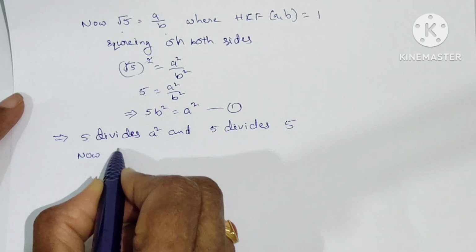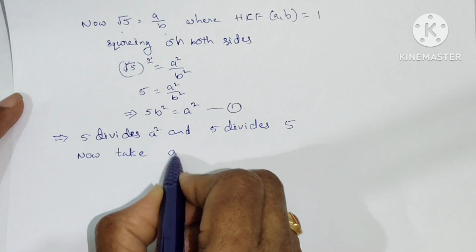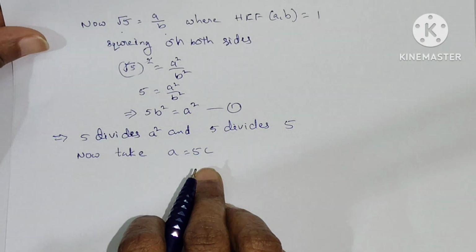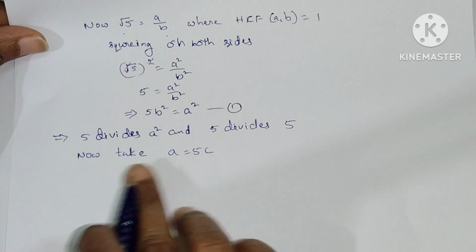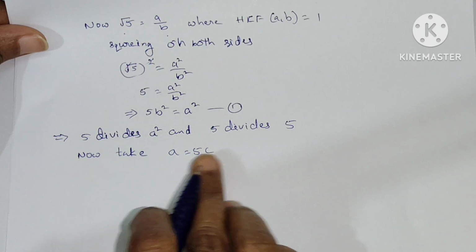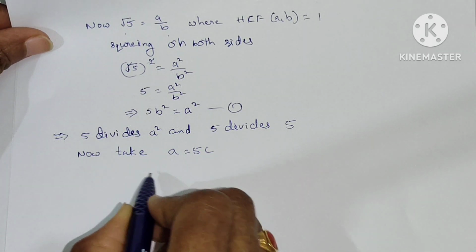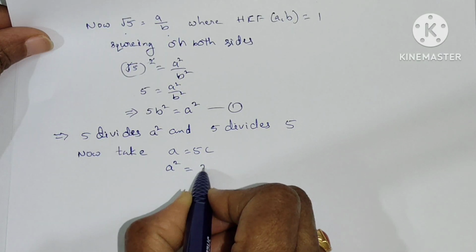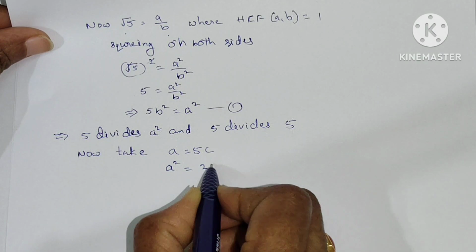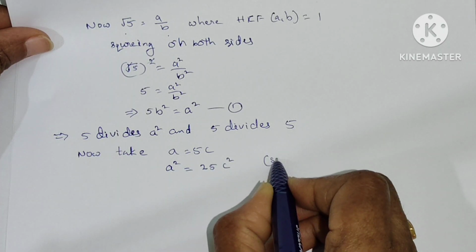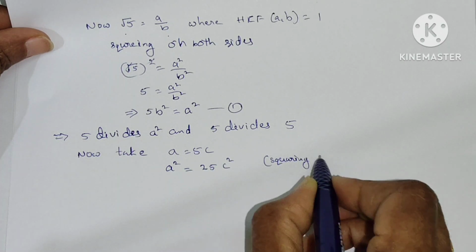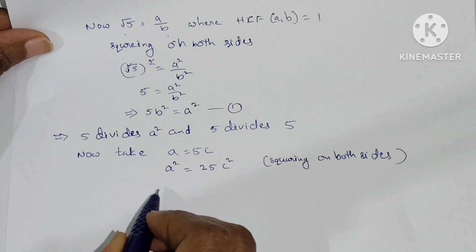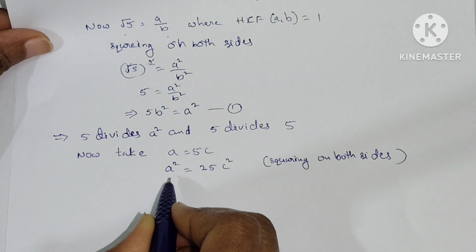Now we take a equal to 5c. Since 5 divides a, we take a equal to 5c. Now squaring on both sides, a square equals 5 square c square, that is 25c square.